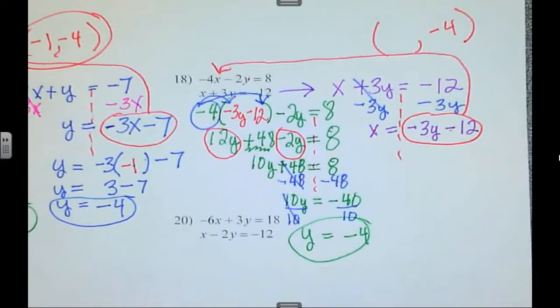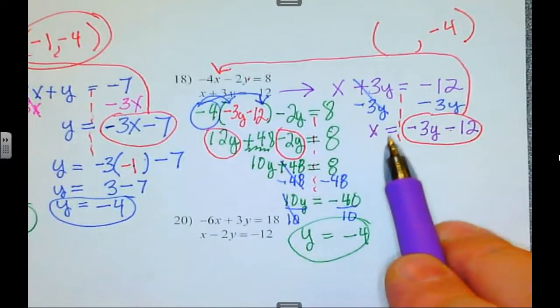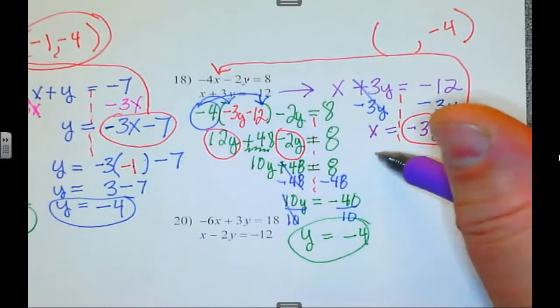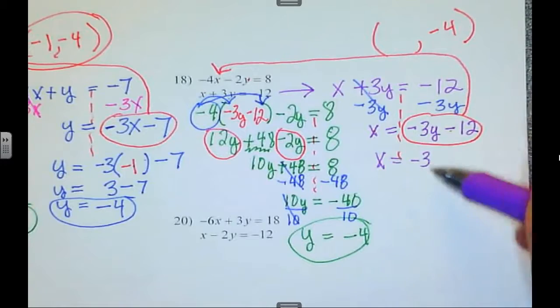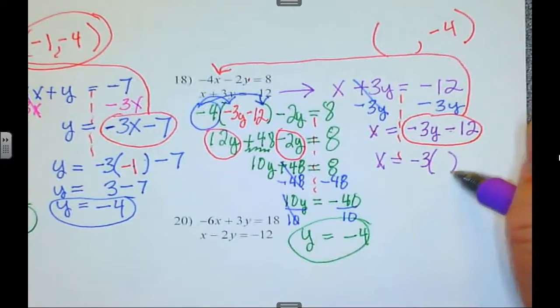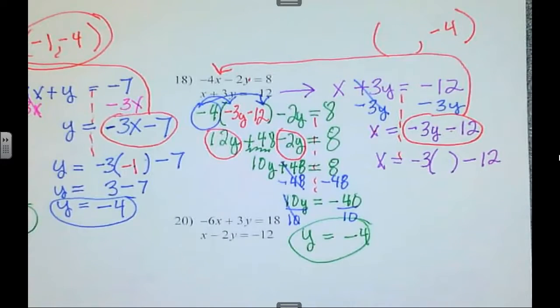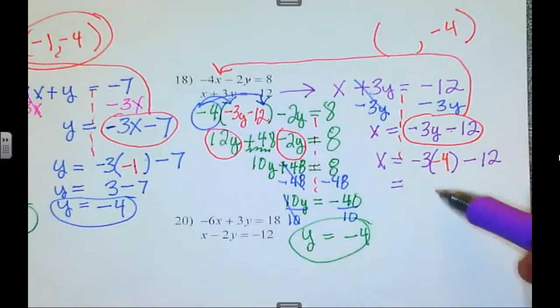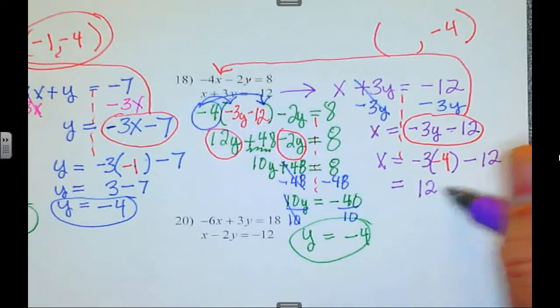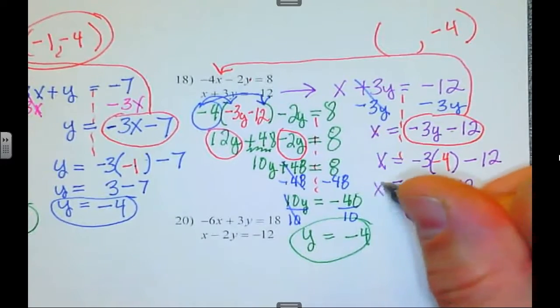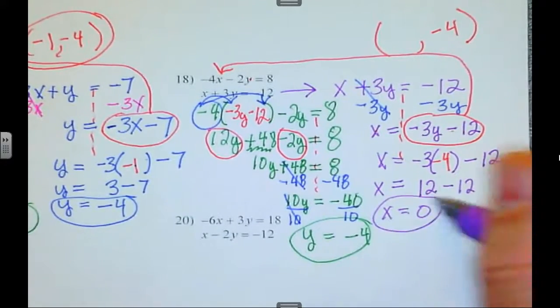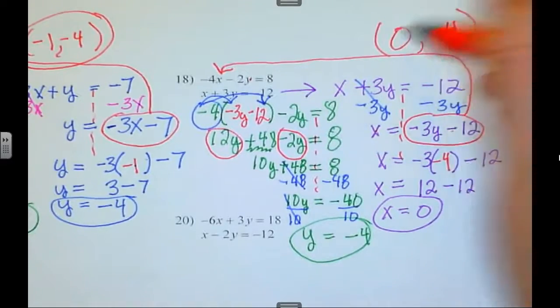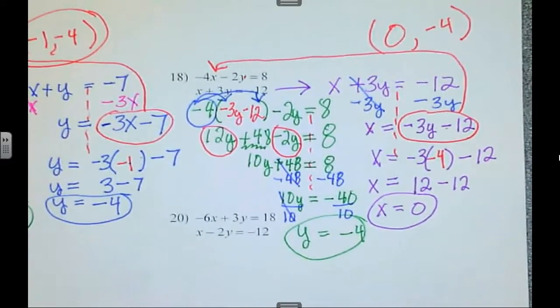Okay. Going to go back to the one where I have the variable isolated. I have my y value, which is negative 4. Negative 3 times negative 4 is positive 12. So what's x going to equal? 0. Questions, comments, concerns?